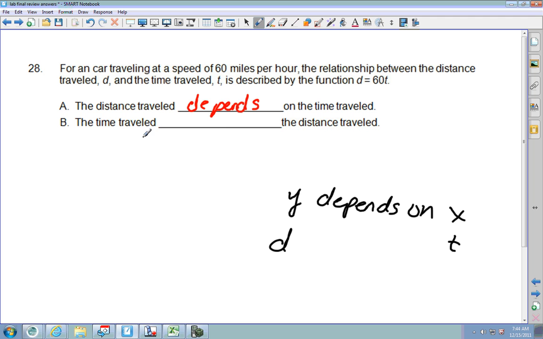But what can I use for this next one? Because the next one, they switched it. And it says the time traveled, and I could write, the only one that we know right now is determines the distance traveled. Because the longer you drive, the farther you go. That's the only one that will make them go opposite, where x comes first.